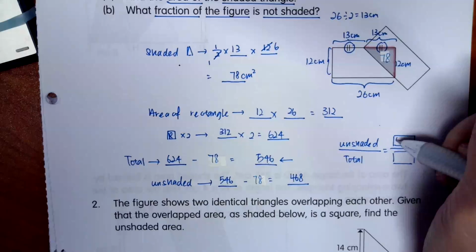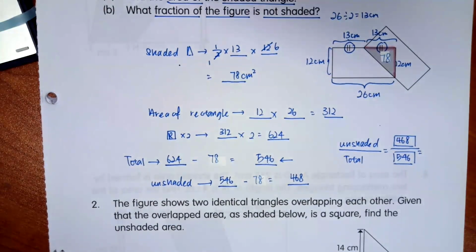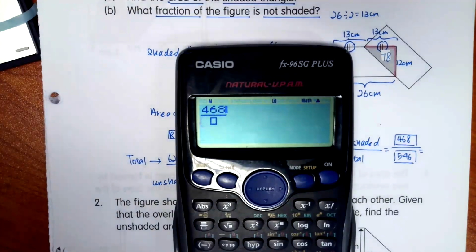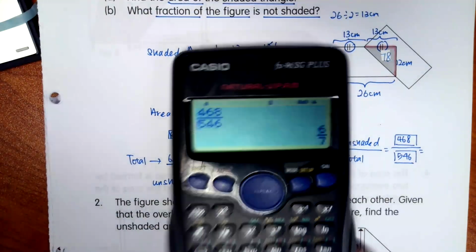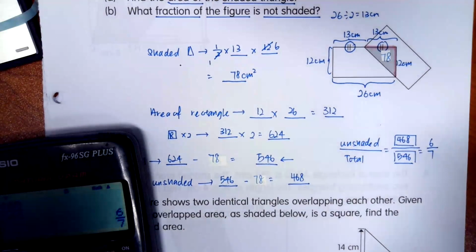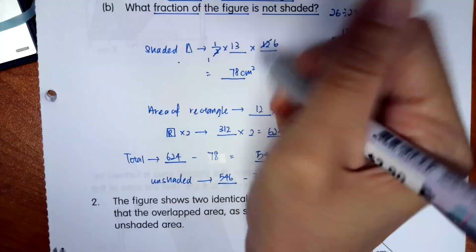So my unshaded out of total is 468 out of 546. You can just simplify it. So 468, you can key in the calculator 468 out of 546. You get 6 out of 7. That's your answer for part B. Okay? A would be 78 square centimeters. All right?